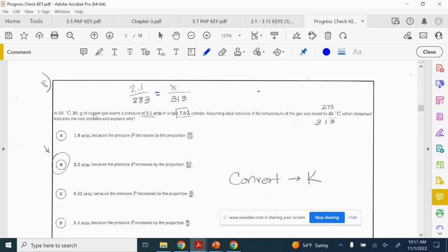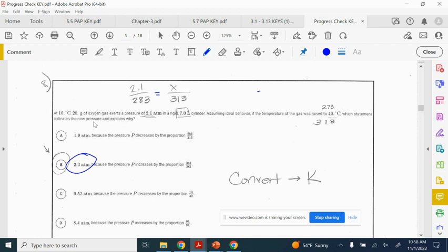Then I'm going to have a rigid pressure of 2.1. This value here is not going to change. It's a rigid container, so the 7 liters is going to stay the same. Then I'm going to convert this 40 degrees Celsius into Kelvin, and I want to know what my new pressure is going to be. So you can divide and then multiply by 313, and that should give you 2.3. Now, does it make sense that the pressure increased when we increased the temperature?